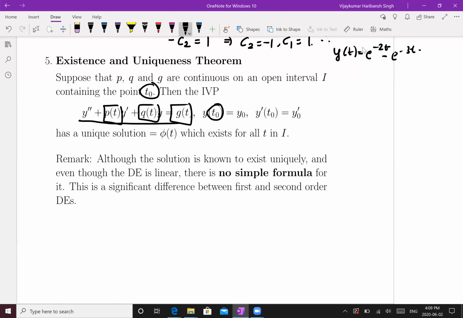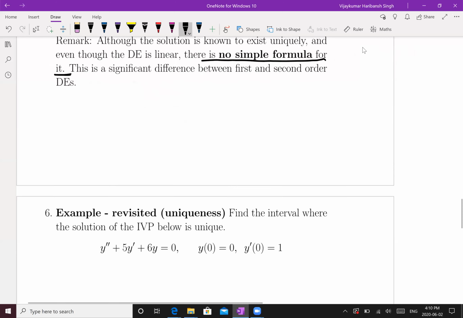Although the solution is known to exist uniquely, and even though the differential equation is linear, there is no simple formula for this. This is a big difference between first order and second order. For first order linear differential equation, you had the method of integrating factors, but here you do not have any of those kind of easy setups, but we'll try to solve a few of them.